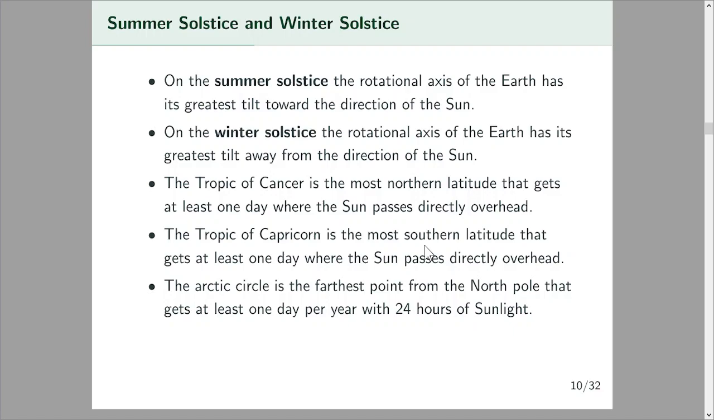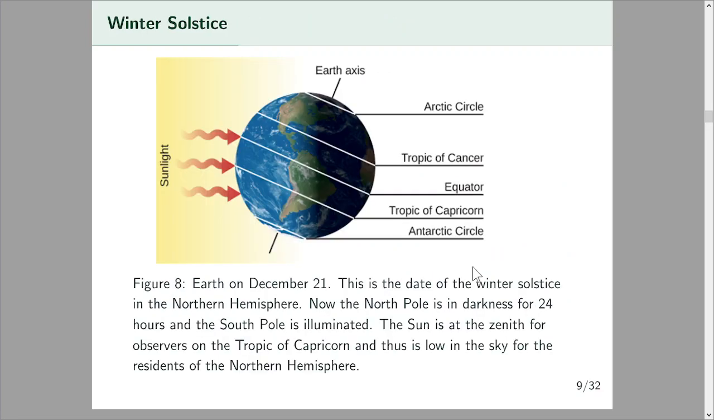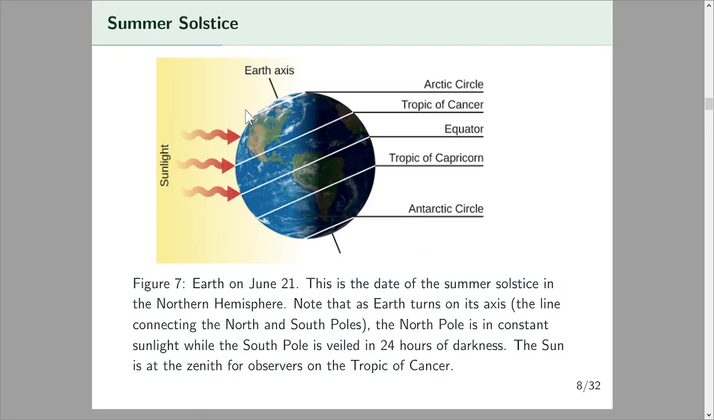The Arctic Circle is the farthest point from the North Pole that gets at least one day per year with 24 hours of sunlight. Let me just page back up again. Again, when I'm saying the polar axis, I'm saying when the North Pole is tilted away, that's the winter solstice. When the North Pole is tilted toward the sun, that's the summer solstice in the northern hemisphere. Okay.